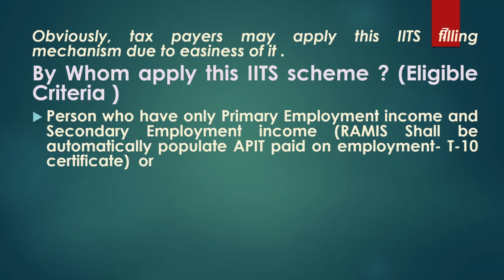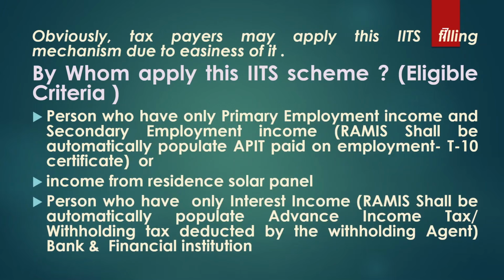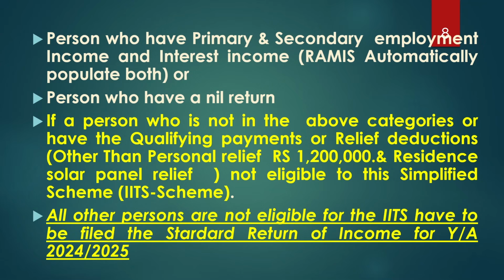Let me explain by whom this IITS scheme can be applied, the eligible criteria. There are a few eligible criteria. A person who has only primary employment or secondary employment can apply this IITS scheme. Income from a resident solar panel, as well as interest income received from a bank or financial institution, they can enter this IITS scheme. As well, if you have a nil return, then you also qualify to attend this scheme.